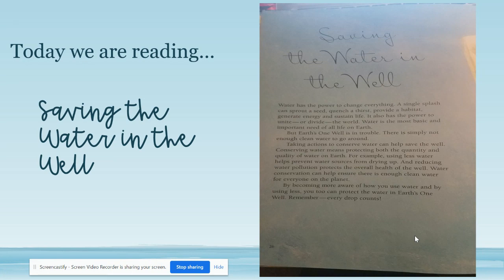Water has the power to change everything. A single splash can sprout a seed, quench a thirst, provide a habitat, generate energy, and sustain life. It also has the power to unite or divide the world. Water is the most basic and important need of all life on Earth. But Earth's one well is in trouble. There is simply not enough clean water to go around. Taking actions to conserve water can help save the well. Conserving water means protecting both the quantity and quality of water on Earth. For example, using less water helps prevent water sources from drying up, and reducing water pollution protects the overall health of the well. Water conservation can help ensure there is enough clean water for everyone on the planet. By becoming more aware of how you use the water, and by using less, you too can protect the water in Earth's one well. Remember, every drop counts.